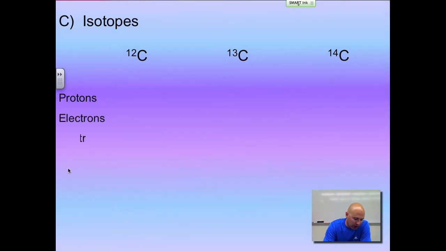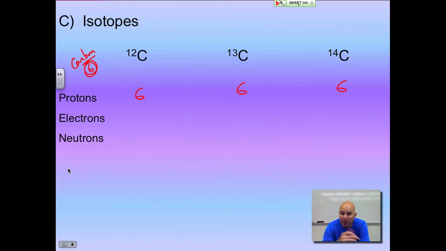Protons, electrons, and neutrons. Okay, so how many protons are there in each of these? Well, hopefully we're in the comfort level saying there are 6 protons. Why? Because carbon on the periodic table is number 6. Okay, it's the atomic number, it's the whole number, it's the number on the periodic table that describes how many protons there are. So all the same number of protons. Now, in this case, the electrons would have to be the same. We would have 6 electrons in each of these.